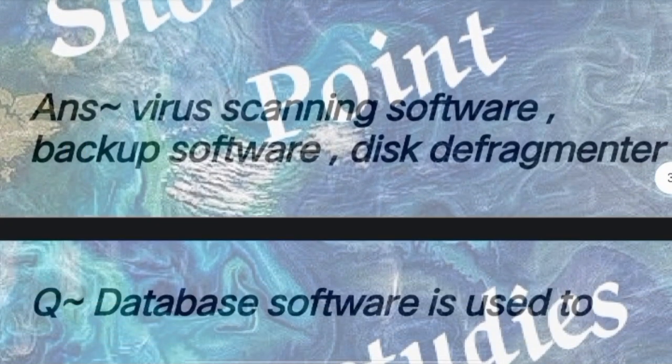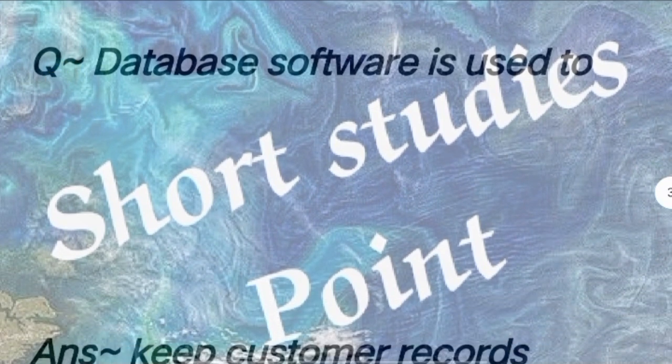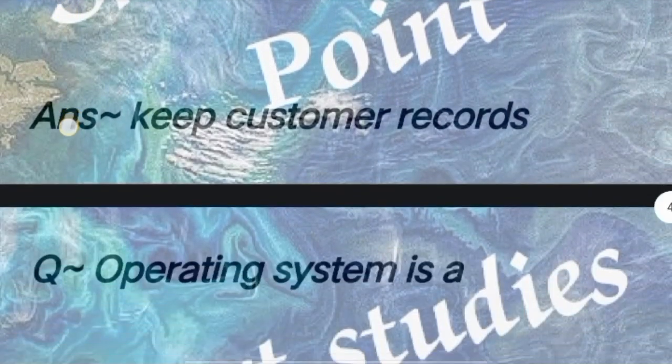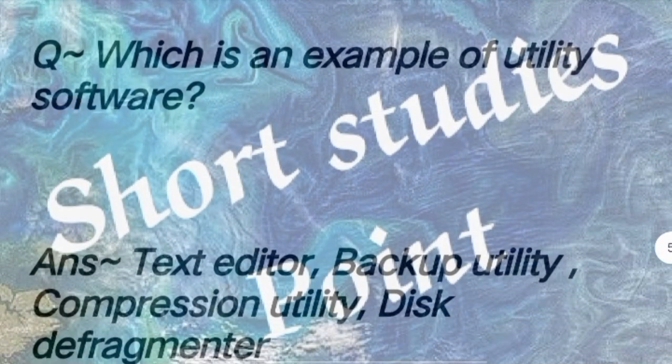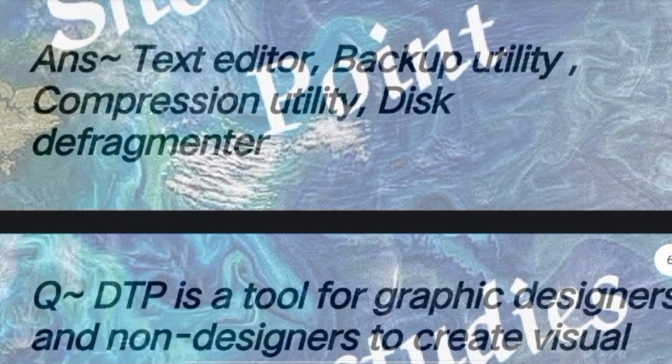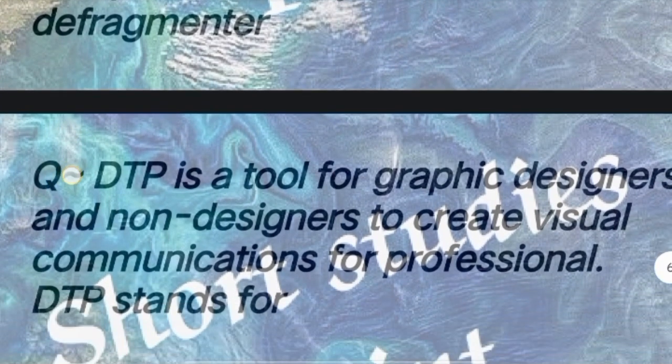Answer: Virus scanning software, backup software, disk defragmenter. Next question: Database software is used to. Answer: Keep customer records. Next question: Operating system is a. Answer: System software. Next question: Which is an example of utility software? Answer: Text editor, backup utility, comparison utility, disk defragmenter.